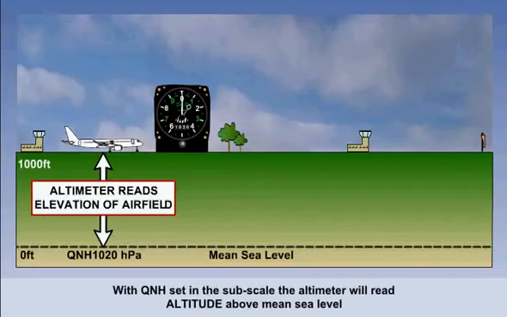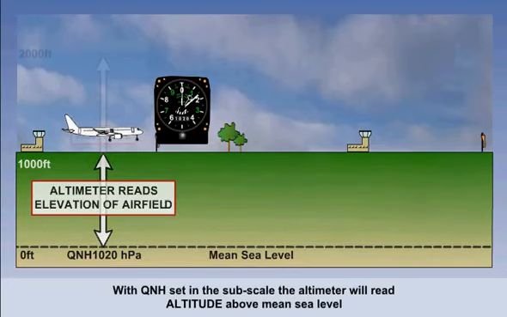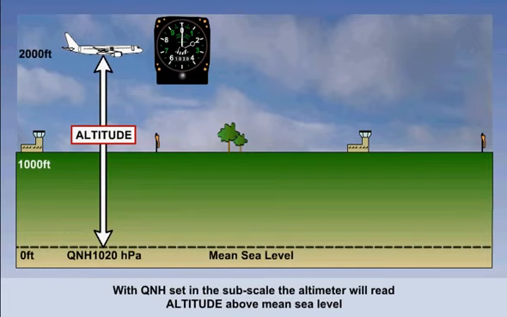With QNH set on the subscale, the altimeter should read the elevation of the airfield when the aircraft is at the airfield reference point, elevation being the height above sea level. When we're flying, we refer to the indication of the altimeter as an altitude whenever QNH is set. QNH is more useful on cross-country flights because it provides a height above sea level, which is similar to the way our terrain is displayed on maps.